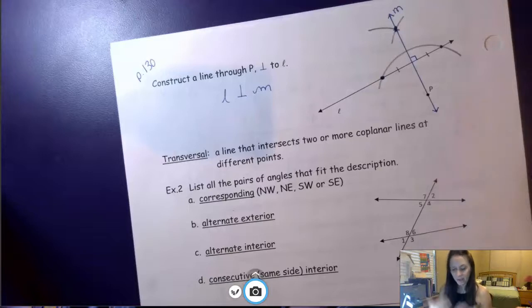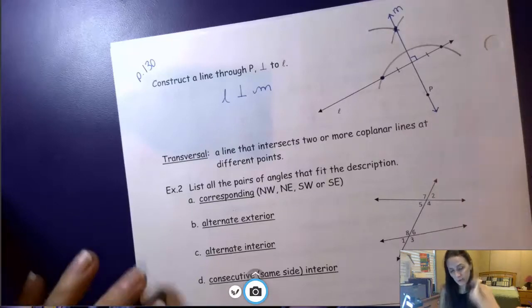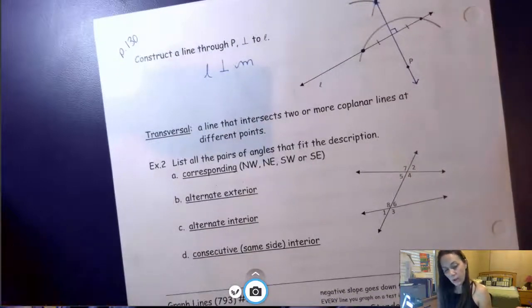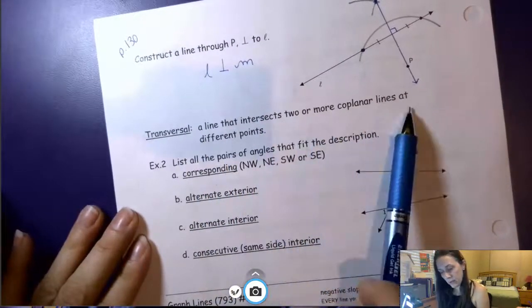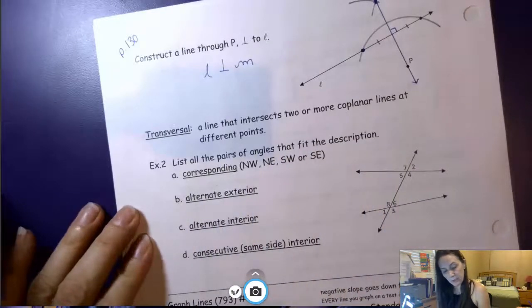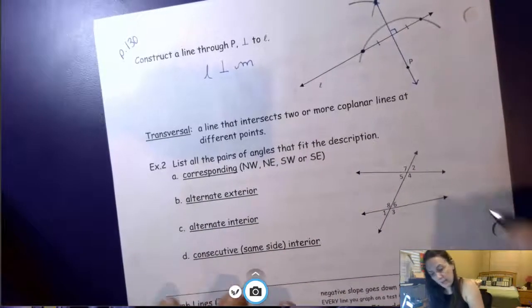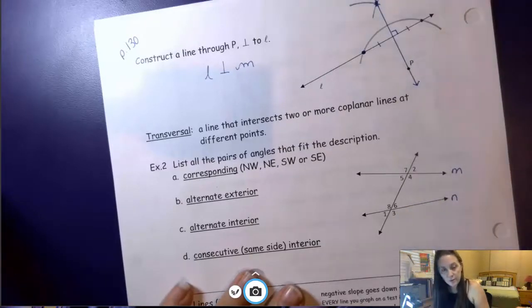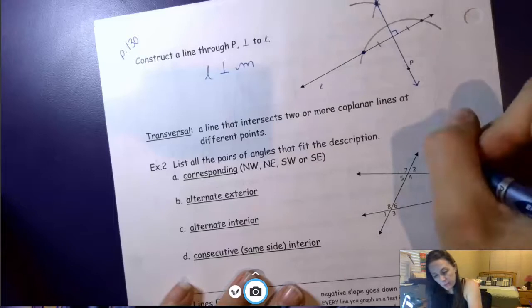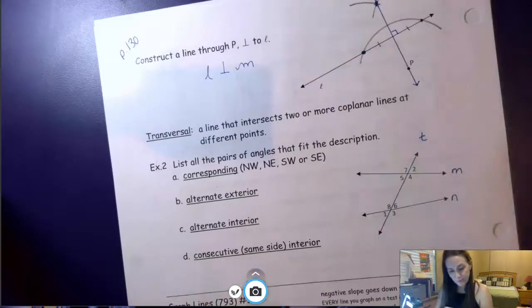Okay, transversals. I like transversals. And one thing about them is they do not go away. You need to know them. You need to know the relationship for the rest of the year. I'm going to ask you these all year long. Okay, a transversal is a line that intersects 2 or more coplanar lines at different points. So I'm going to call these 2 lines M and N. My transversal is one that intersects both of them. So I'm going to call it T for transversal.